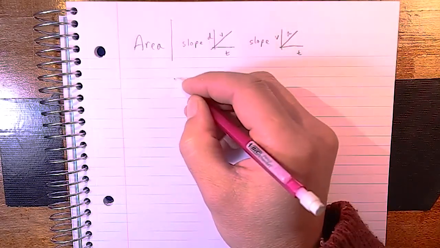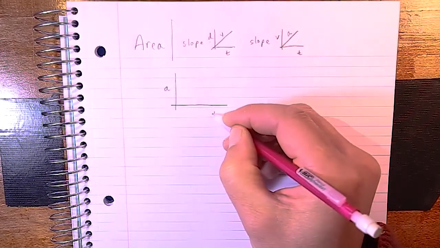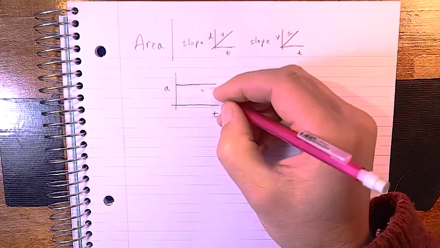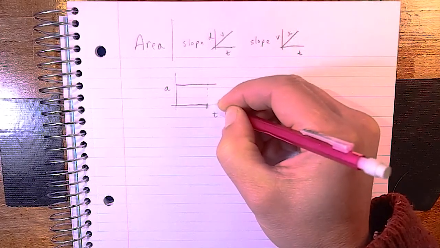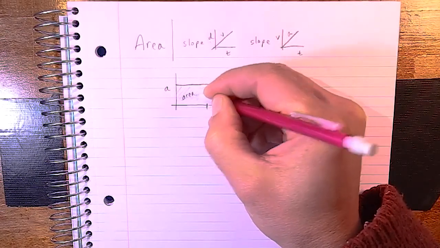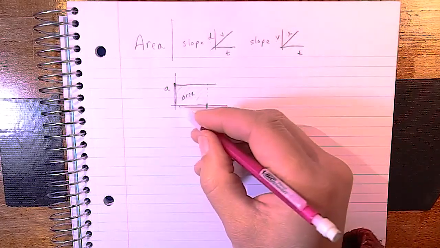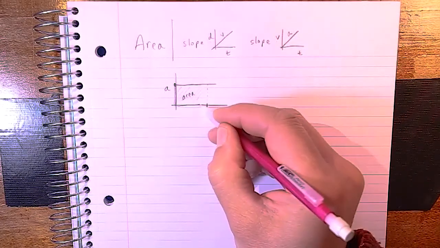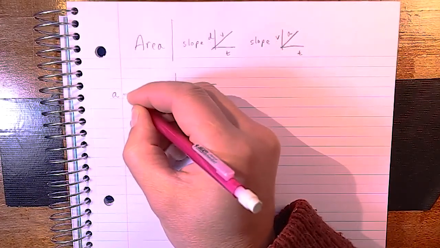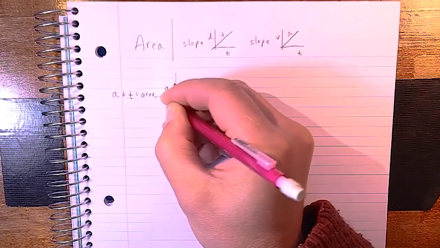So if we take a look at a graph, and let's pick an acceleration time graph, and let's say we have a constant acceleration. If we choose an area within that, we can say that this area is going to be equal to the acceleration here, because that's the height of our graph, and the time here, which is going to be the width of our graph. So the acceleration times the time is going to be equal to the area.